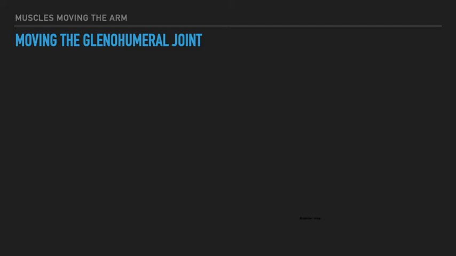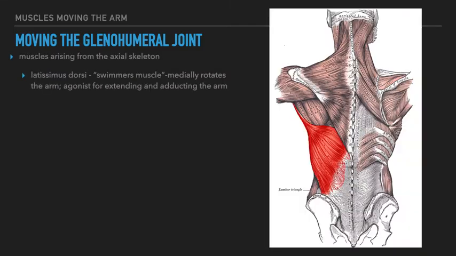So these muscles are going to arise from the axial skeleton. We'll start with the latissimus dorsi. This is also called the swimmer's muscle. This muscle medially rotates the arm, and it acts as an agonist for extending and adducting the arm. It's going to be very wide along the back.